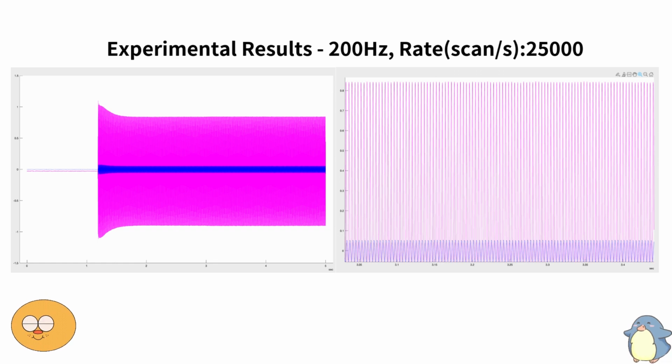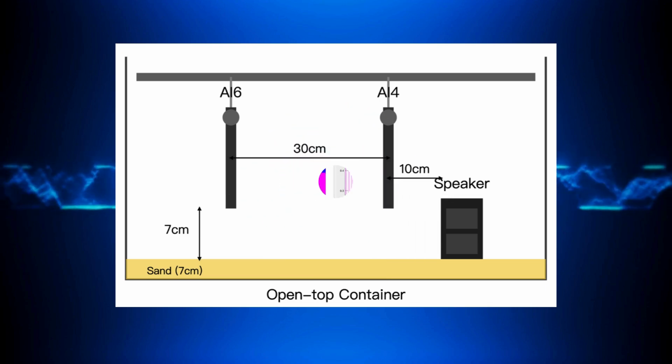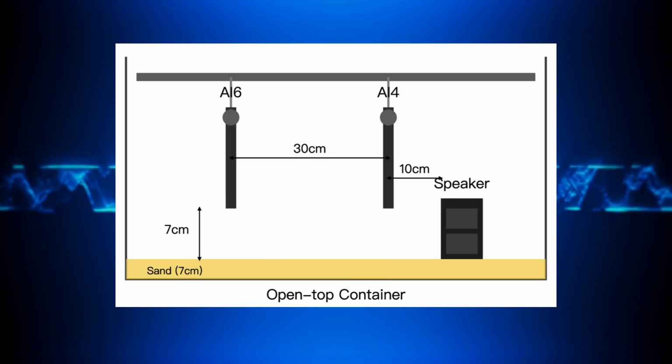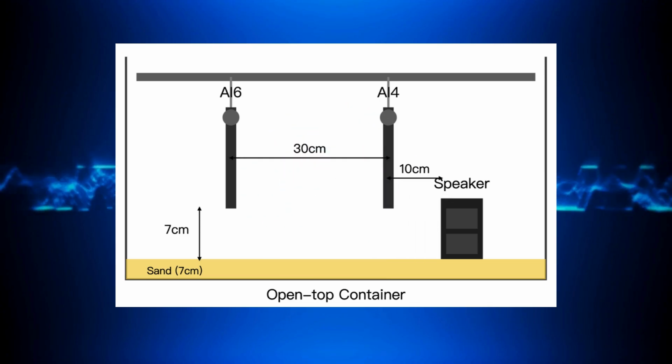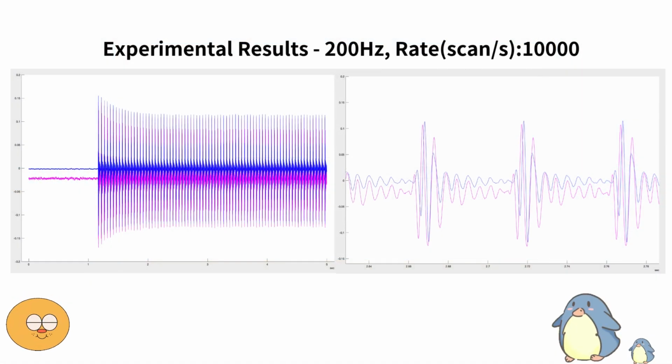Finally, in order to record the data more accurately, I will first do an experiment with the speed in the air. This is my second experiment. Except taking the microphone out of the sand, the rest of the conditions remain the same. This is the data obtained from the second experiment.